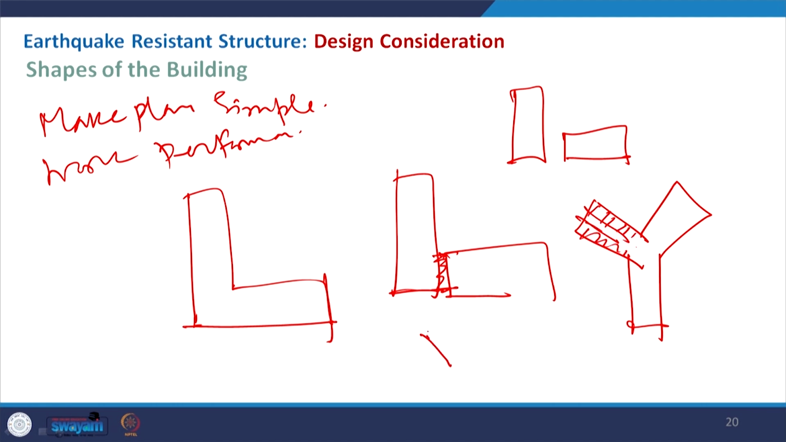So, it is better to just make it separate, and then this portion you connect it with the expansion joint. That way we can also take up those shapes, but these are not recommended as long as we can solve our design problem with very basic shapes, especially for buildings in earthquake prone areas.